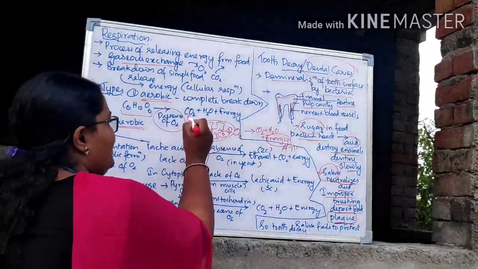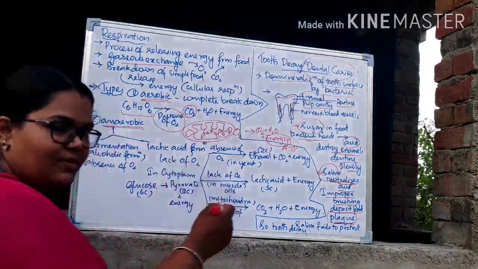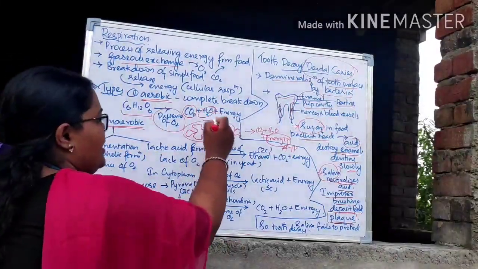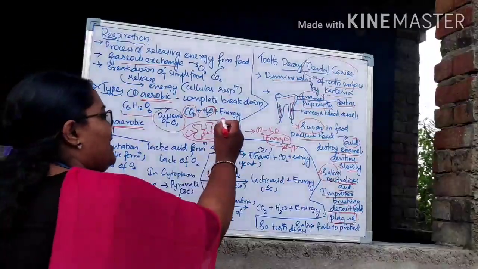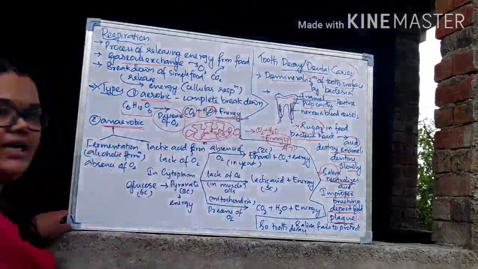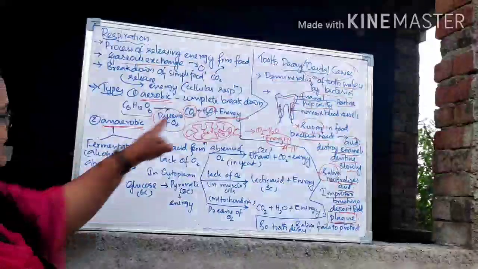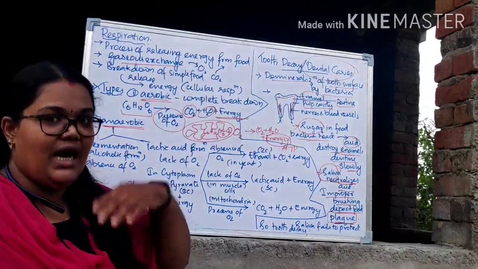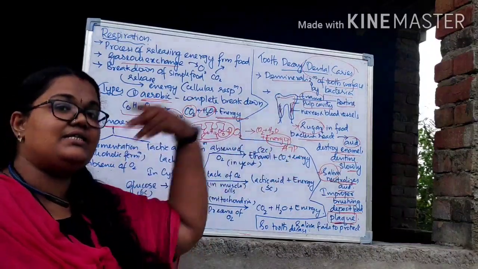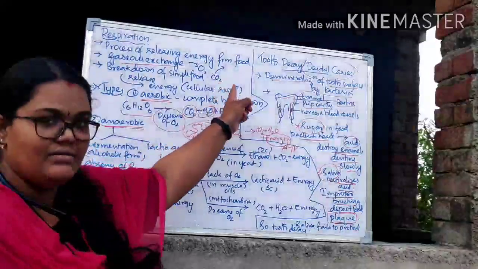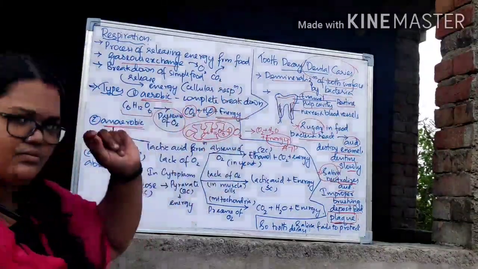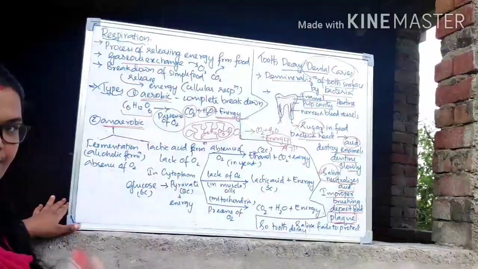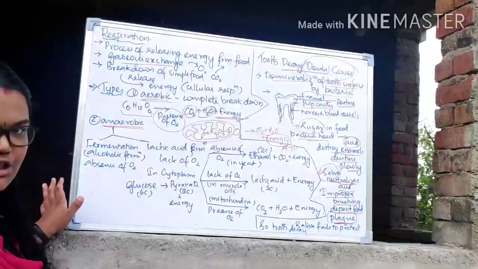After that, what will happen? Carbon dioxide, which is the waste material, and water. Along with that, lots of energy will be released, right? So this carbon dioxide will be taken out by breathing out. What is that? Inhalation and exhalation. So that's the physical respiration. After this, right? So this is the process. This is called aerobic respiration.